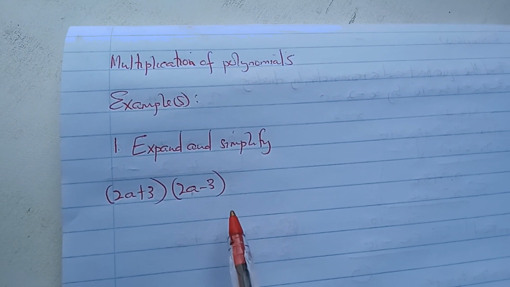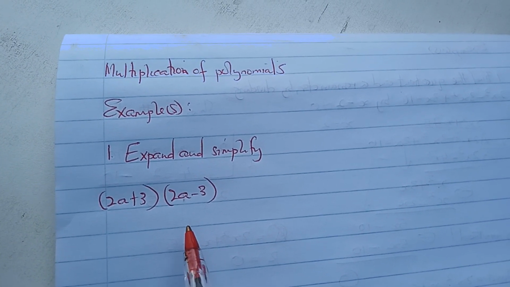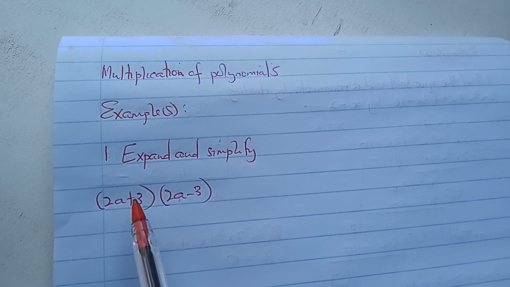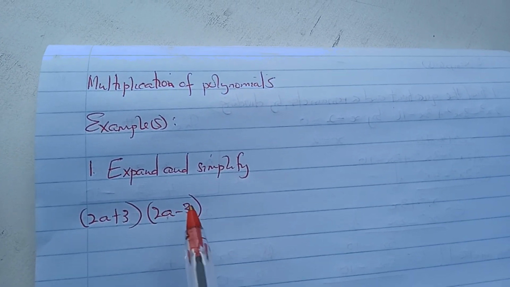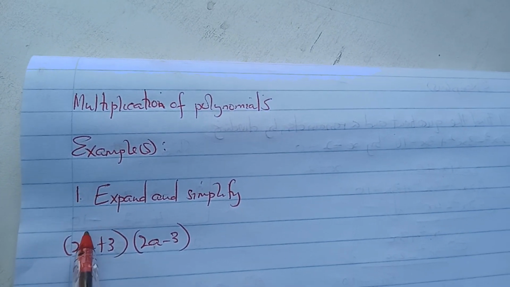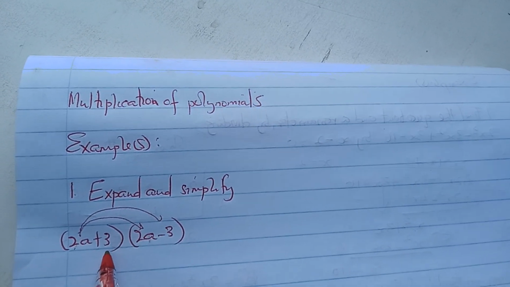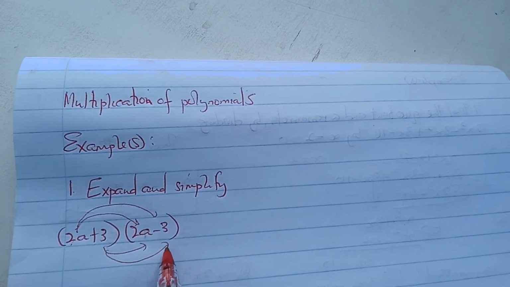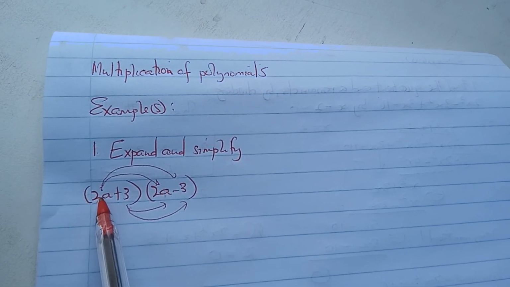So for this one, guys, it's very easy. What do we do? We just multiply each term in the first bracket by every term in the second bracket. In other words, we multiply this by this, and then this by that, this by this, and this by that. Okay, so as we continue, we now say 2a by 2a.